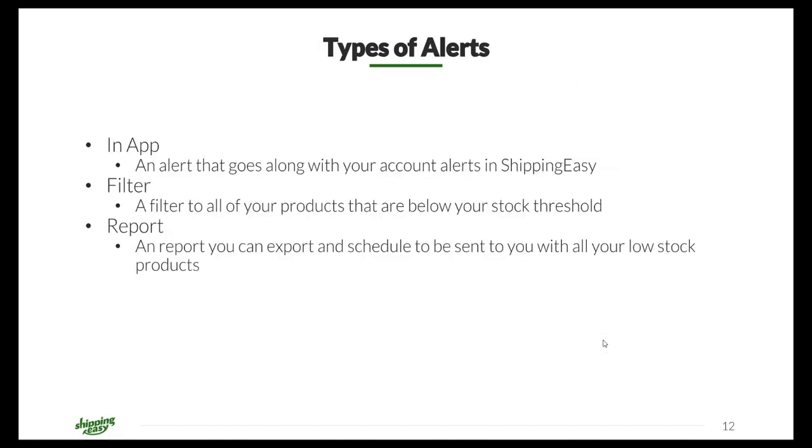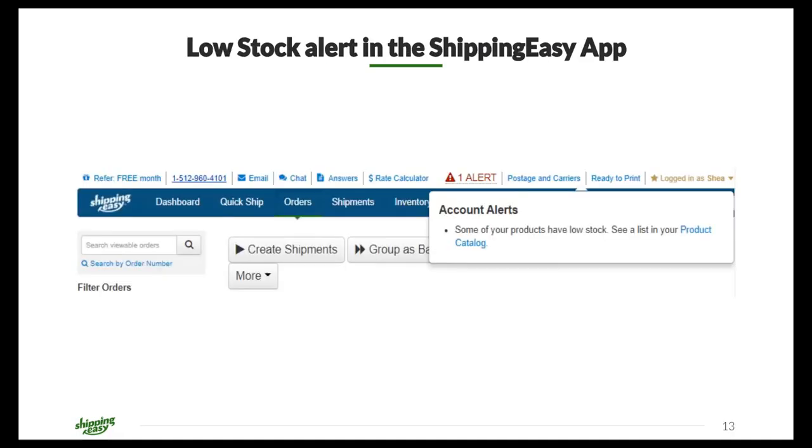We also have a few different types of alerts that are available within ShippingEasy. In the app, just on any page, you've probably seen an alert in the top right-hand corner. The app alert pops up on your ShippingEasy app in the top right corner with a red exclamation point. This alert states some of your products have low stock. See a list in your product catalog.